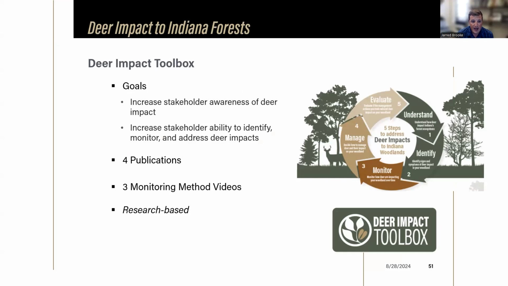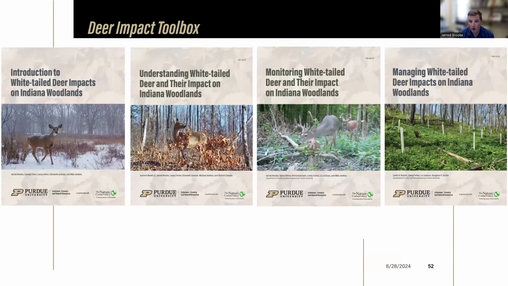And this leads me to a brief overview of what the resources within the deer impact toolbox are. And so we have 4 publications that walk you through all of those steps to addressing deer impacts. And they're split up into an introduction to whitetail deer impacts, understanding deer and how they impact the environment, the Indiana woodlands, monitoring deer impacts, and then managing deer impacts. And the titles all say Indiana in them because we produced this with the Nature Conservancy of Indiana, but a lot of the information is very transferable, especially within the Midwest where we have pretty similar landscapes.